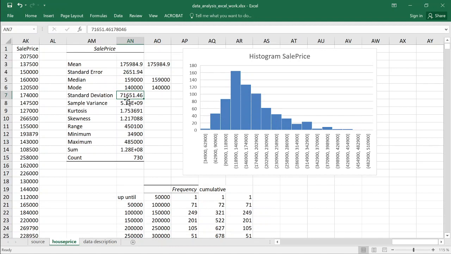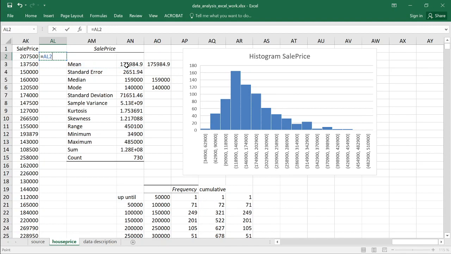I will interpret that number in a video on the rules of thumb. For the time being, I'd like to explain and show you what's going on behind the computation of that number. Both numbers, the standard deviation and the variance, are based on deviations from the mean. And in order to show you what's going on here, let's first compute deviations from the mean.